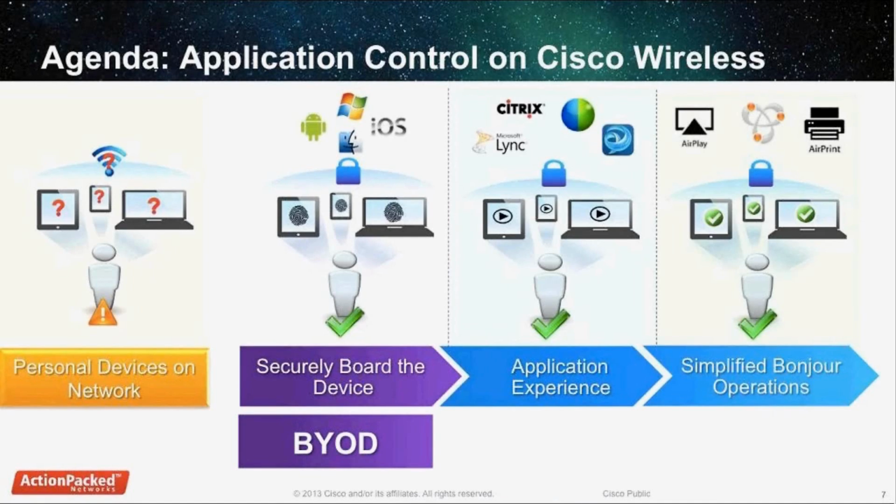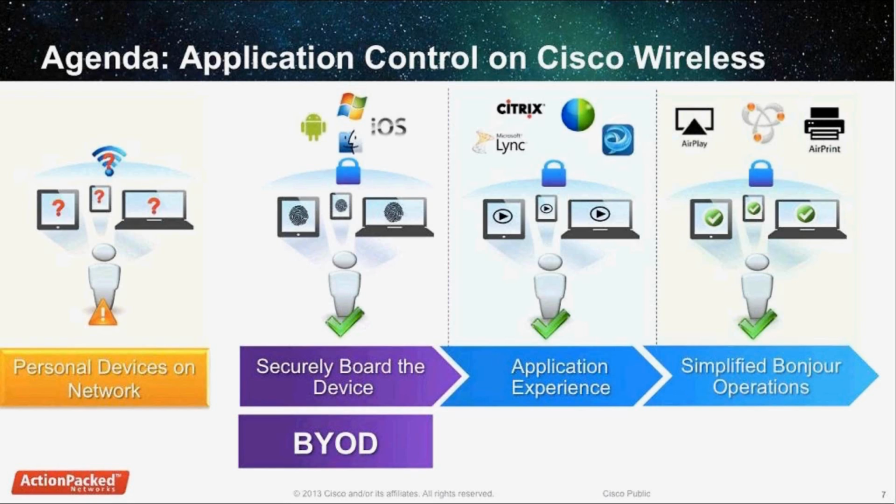Now, let's talk about what we're going to talk about today. We're going to talk about application control on Cisco Wireless. It all started when the iPhone was launched about 5 years back, and the consumers started getting their own personal devices on their network. Each of these personal devices, be it the iPad or the iPhone, had a wireless interface on them. And it started with a phase called BYOD. But in the phase of BYOD, the IT was more concerned with how do you securely board this device on the network. It wasn't about providing a good service for them.